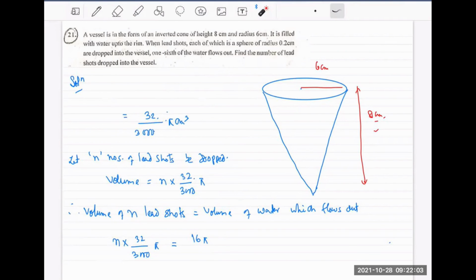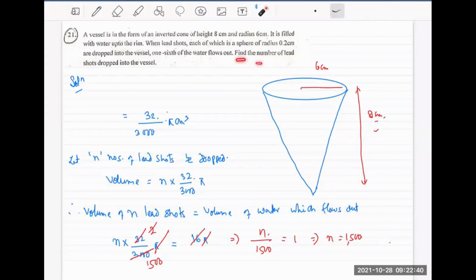Okay, time for cancellation. You cancel out the equal one. Pi and pi got cancelled. 16 twos are 32. And then we can cancel 2 and 3000, which will be 1500. What is left then? n is left, 1500 is left, nothing is left on the right hand side, so we will put 1. If you cross multiply, n will be 1500. Which means if we drop 1500 lead shots, then 16 pi centimeter cube amount of water is going to fall.